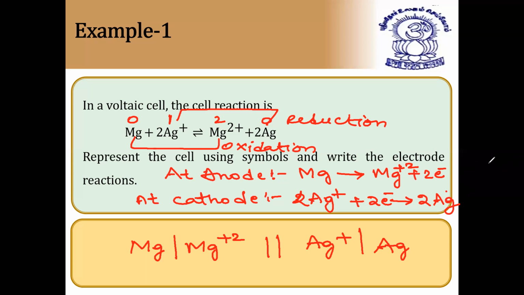So the voltaic cell reaction is given and they are asking us to represent the cell using symbols and write the electrode reactions. The electrode reactions mean at anode and at cathode. And in the cell representation, always left hand side is oxidation, right hand side is reduction. Oxidation means Mg changes to Mg2+, and reduction means Ag+ changes to Ag. I hope it is clear. Next.